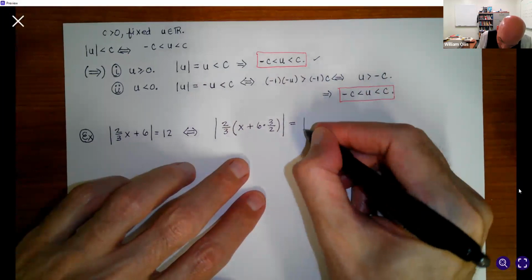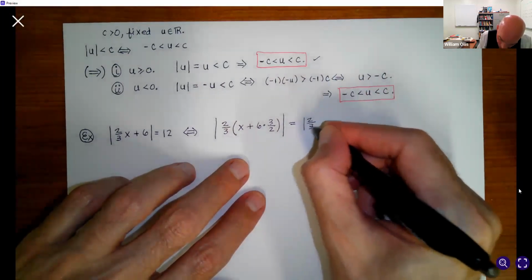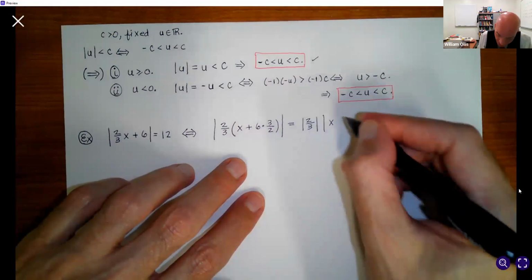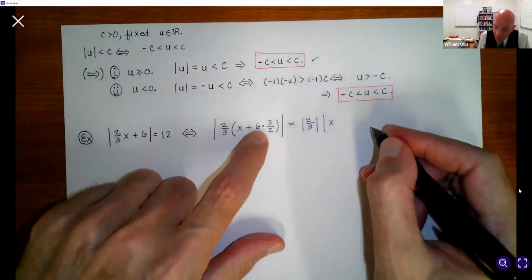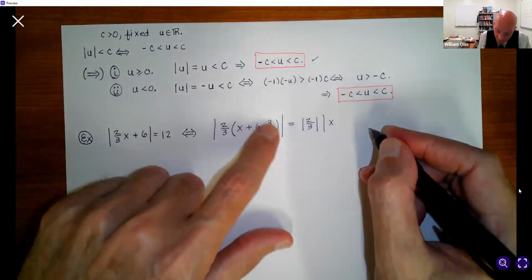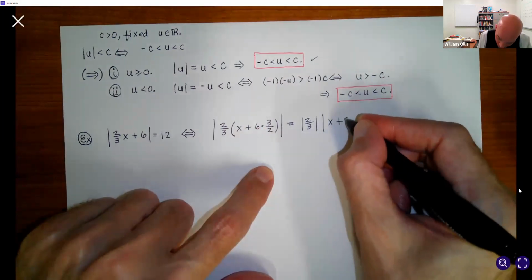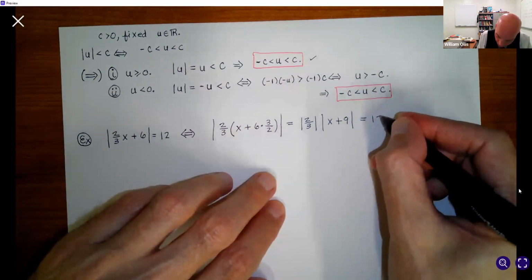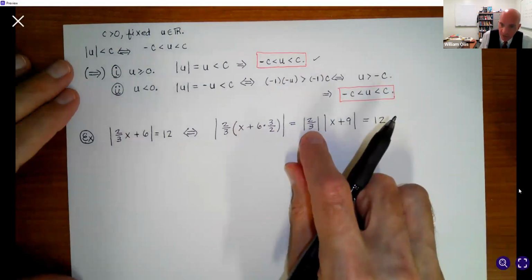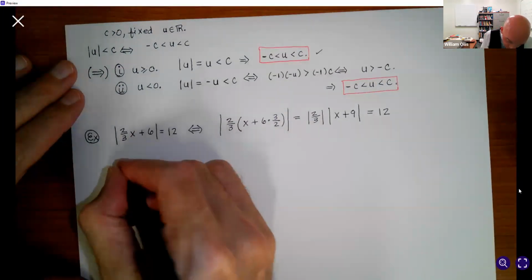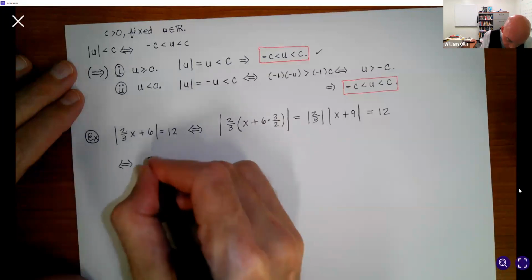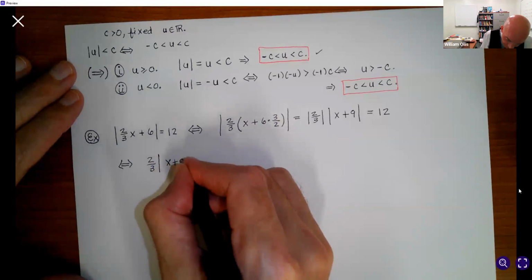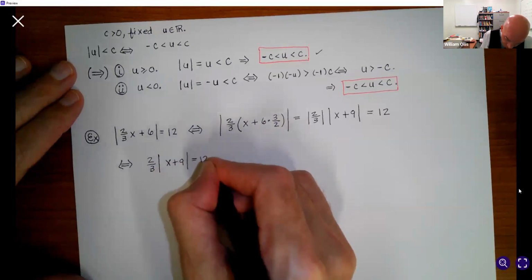So I'll go ahead and use that. And of course, you could just drop this out, but we want to go ahead and write that down. And then, of course, we have x. And the 2 will absorb into the 6 to give us a 3, and 3 times 3 is 9. And this is equal to 12. Now, of course, the absolute value of 2/3 is just 2/3. So this gives us 2/3 times the absolute value of x plus 9 equals 12.